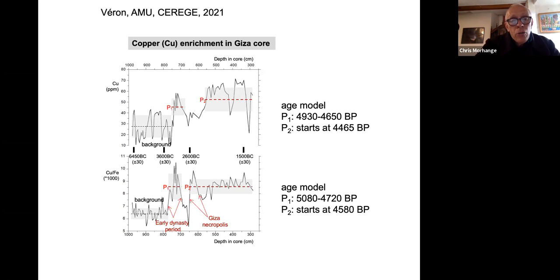I will not say much because it would not be very prudent to say too much, but P2 fits quite well with the construction of the Giza necropolis. So possibly the enrichment of copper is due to paleometallurgy and also the use of copper tools. P1 is much more complicated to analyze. It's hypothetically connected to the early dynastic period and the Memphis development, but we have to work much more on it.